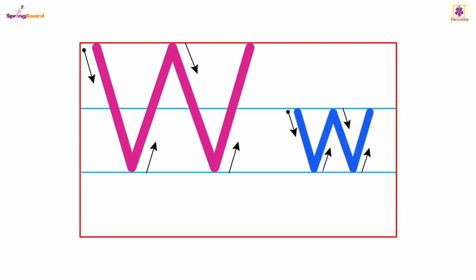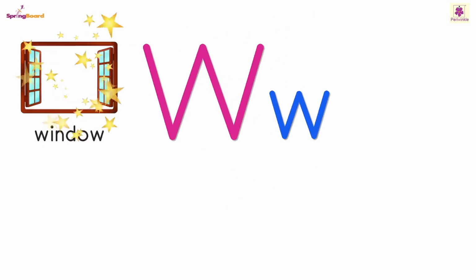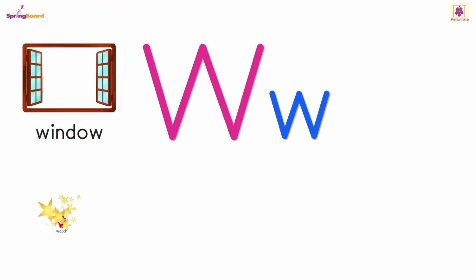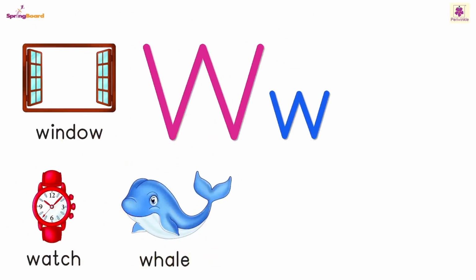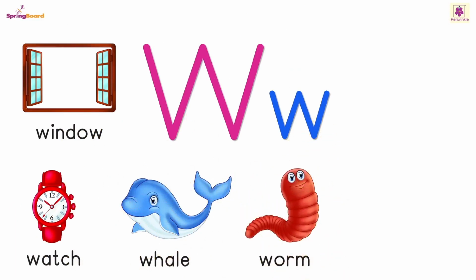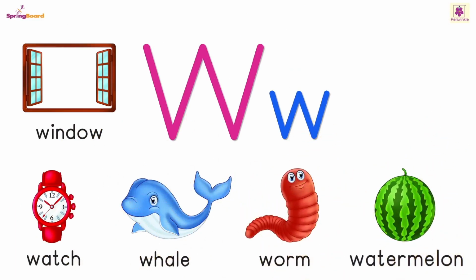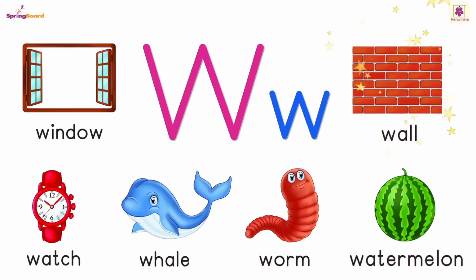This is letter W. The sound of letter W is W. Let us name a few things that begin with the sound of W. Window. Watch. Whale. Worm. Watermelon. Wall.